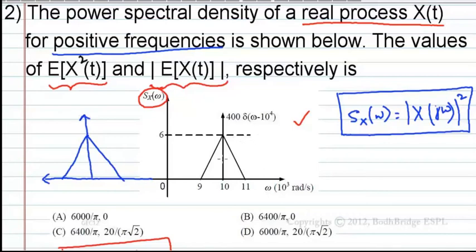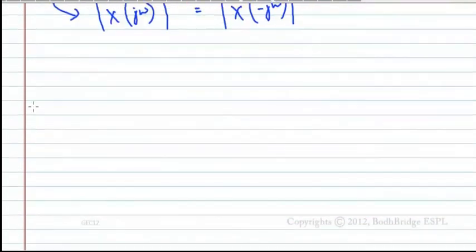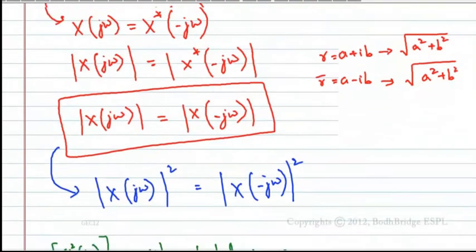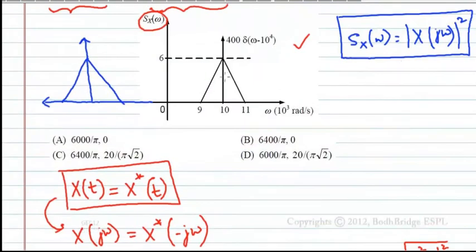Okay. Now what has he asked? Expected value of x square t. That we will see first. What does expected value of x square t mean? It means the total power present in the signal. How do you calculate the total power when given power spectral density? The area under the power spectral density gives the total power.